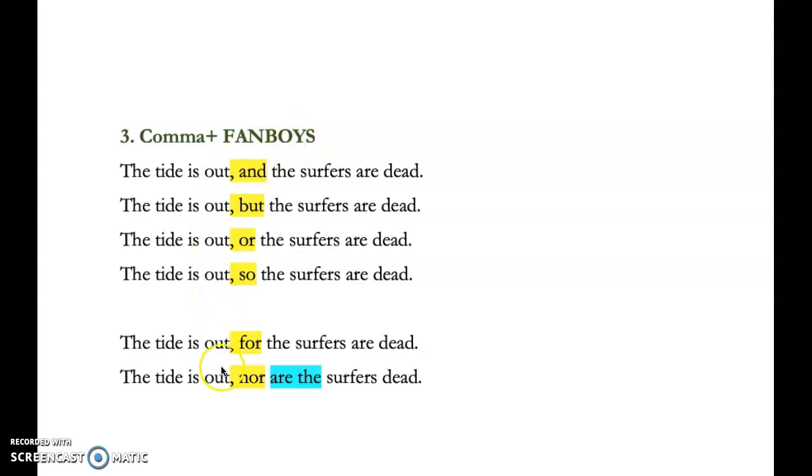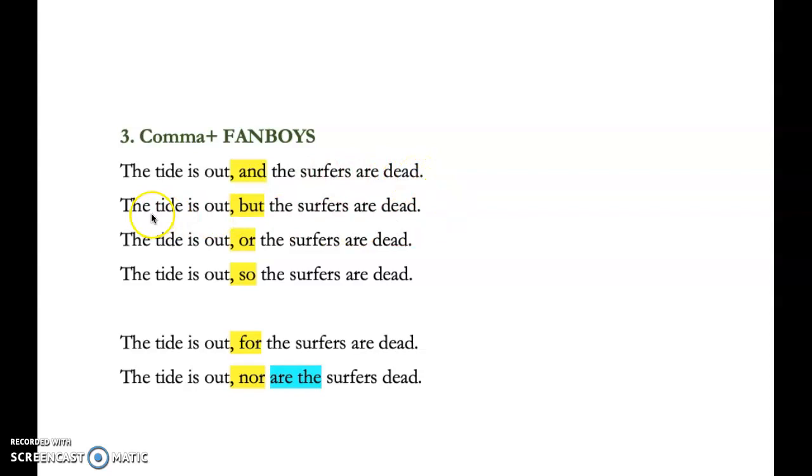All of these little words have a message to give the reader about the relationship between the two sentences, and if you choose to use one of these words in between two complete sentences, you must include a comma before the FANBOYS. For example, the tide is out, notice the comma, and the surfers are dead. That means that both of those things have happened.